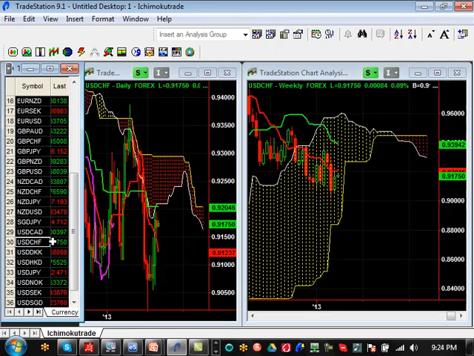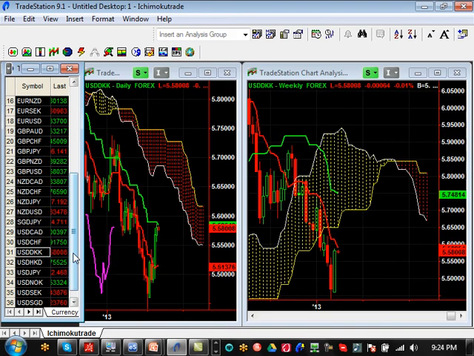Okay. US Swissy, really nothing going on there. 9,000 is basically a support level. 93.94 is its resistance level.